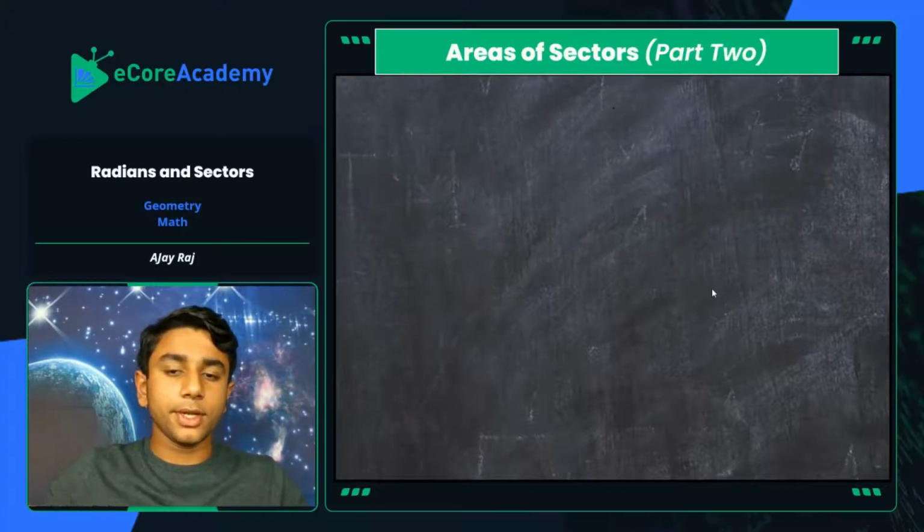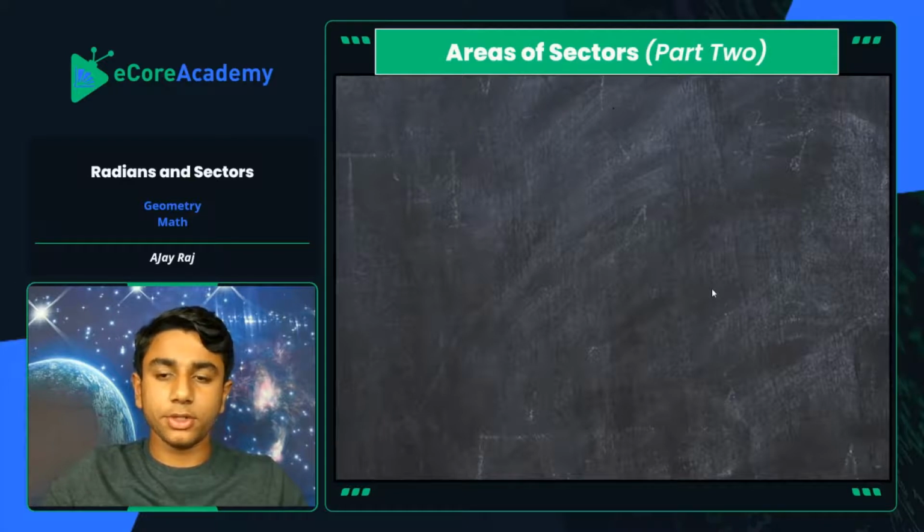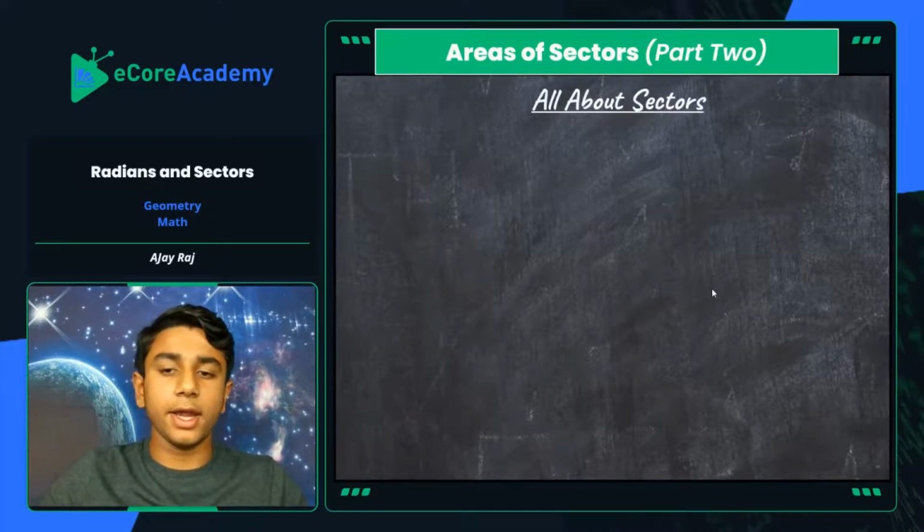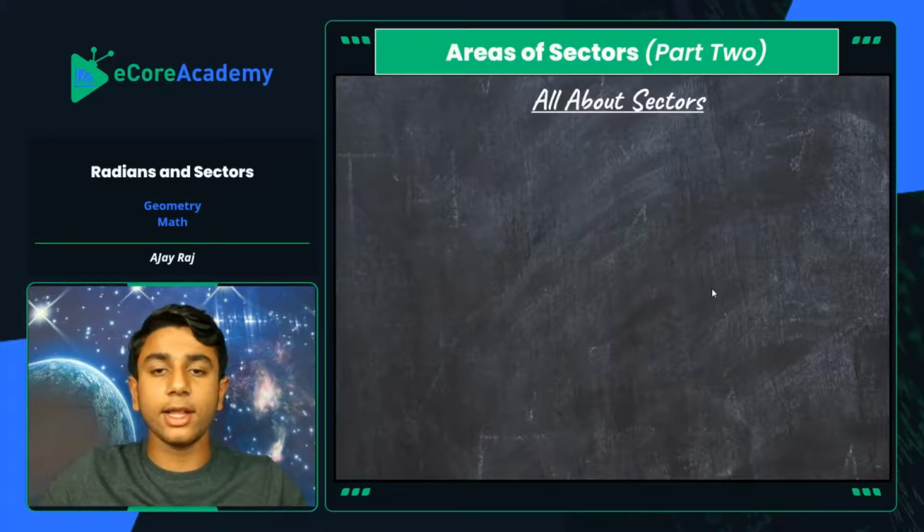So now moving on to our next slide, areas of sectors part 2. We're going to be looking at the main properties that define what sectors are. So this is going to be all about sectors. We're going to look at the basic definition, and we're going to correlate that to what we're here for, to calculate the areas of our sectors and put them in forms of degrees and radians as well.